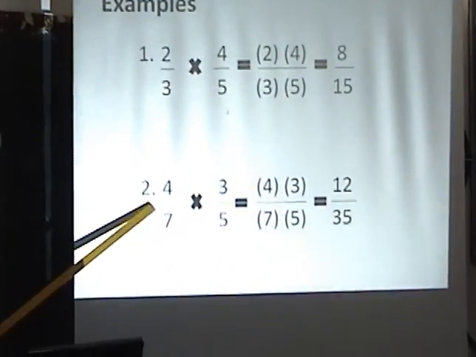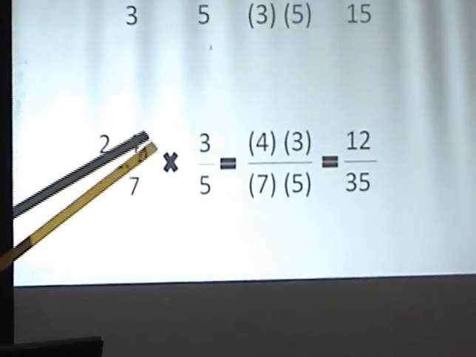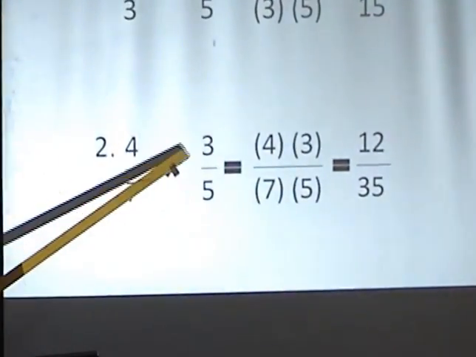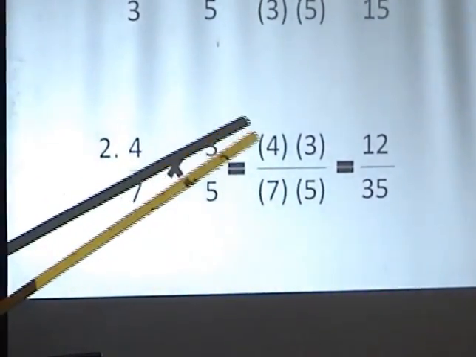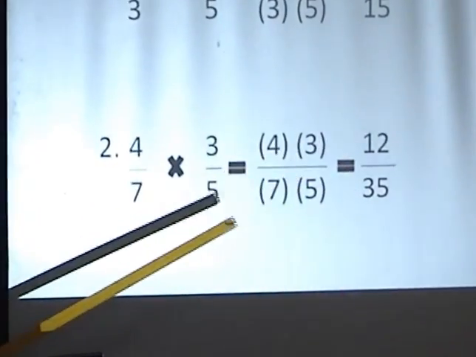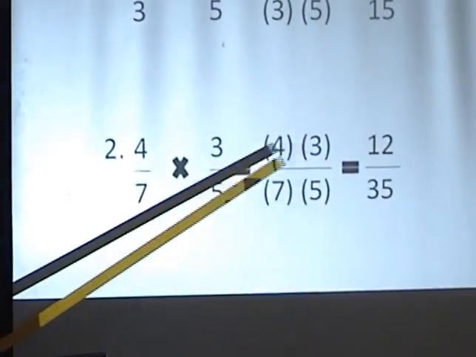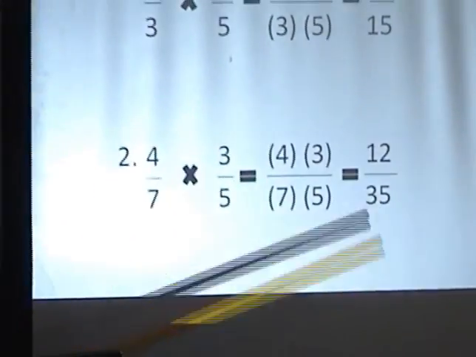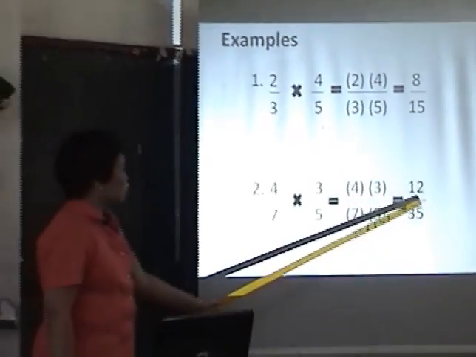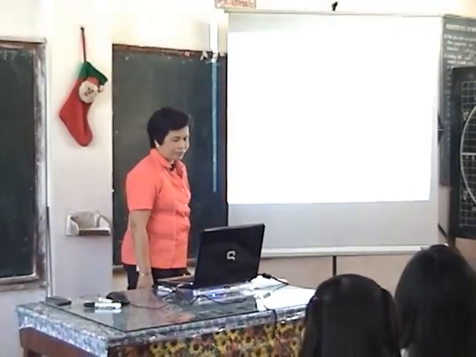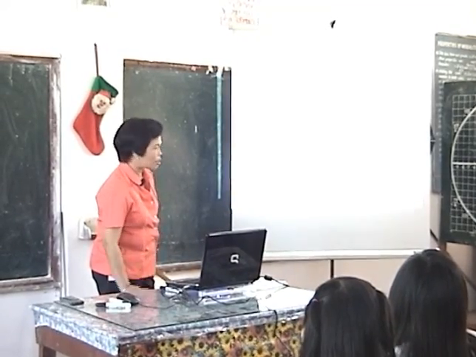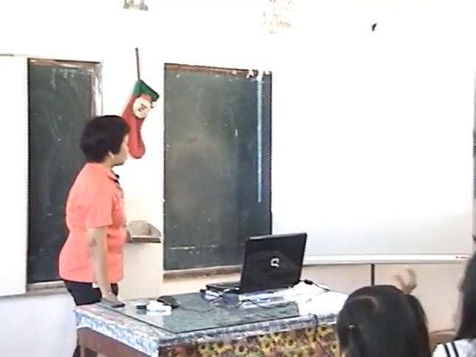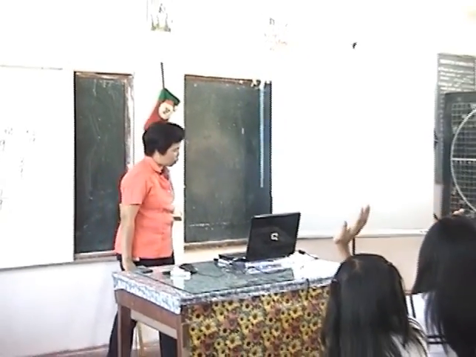For number 2, we have 4/7 times 3/5. 4 times 3 is 12, and 7 times 5 is 35. So the answer is 12 over 35. Let us try solving some problems. Okay, who can solve for number 1?